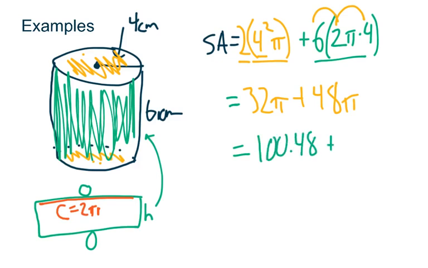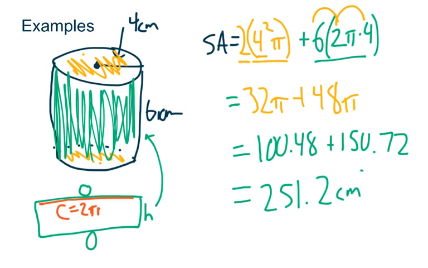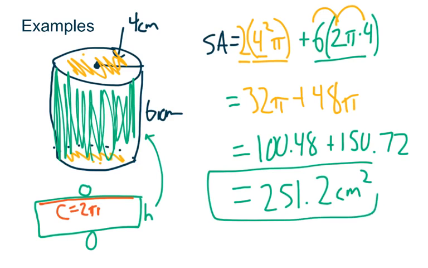So let's see here, this gets me about 100.48 plus 150.72 when I use 3.14 for pi. Add the two together, and we have 251.2 centimeters squared. And so that's how we find the surface area of a cylinder.